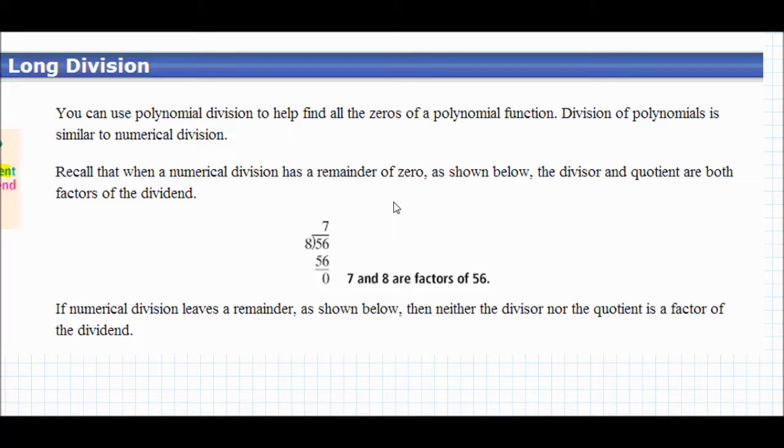Division of a polynomial is similar to division of a numerical number. So we have the dividend of 56, the divisor of 8, and 8 will go into 56 7 times, and there is no remainder. It has a remainder of 0. So the divisor, 8, and the quotient, 7, are both factors of the dividend, 56. If a remainder remains, then neither the divisor nor the quotient is a factor.